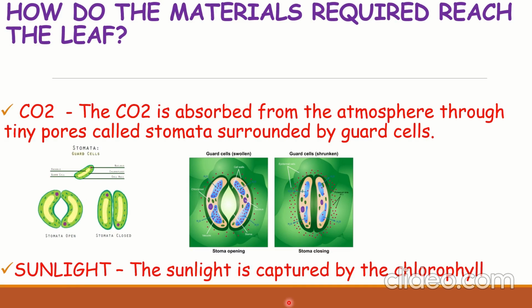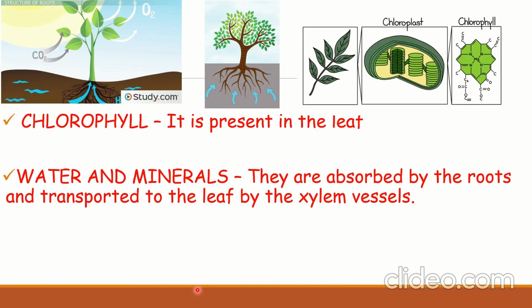Next, sunlight. The sunlight is captured by the chlorophyll. Chlorophyll is really important for that purpose, because it captures the sunlight, and sunlight is very essential because it gives the energy, and it even breaks the water molecule, which we will learn about in the next video. The sunlight is captured by the chlorophyll, which is present in the chloroplast. Chlorophyll is present in the leaf.